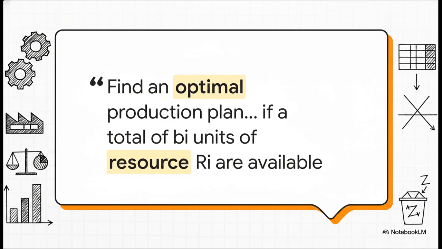Check out this quote from our sources detailing a classic business problem. Imagine a company producing different products, and each one requires specific amounts of various resources. The goal is perfect resource allocation, right? Finding an optimal production plan where every single unit of available resource is utilized perfectly, with absolute zero waste. Because honestly, a business's worst nightmare is leftover wasted resources. This isn't just an abstract puzzle, this is exactly why we care so much about systems of linear equations.